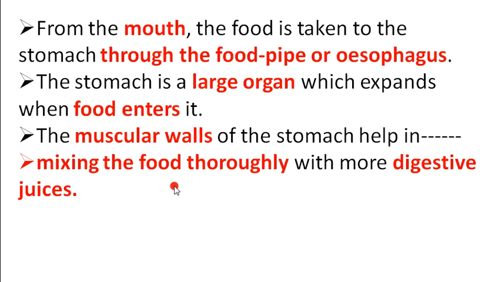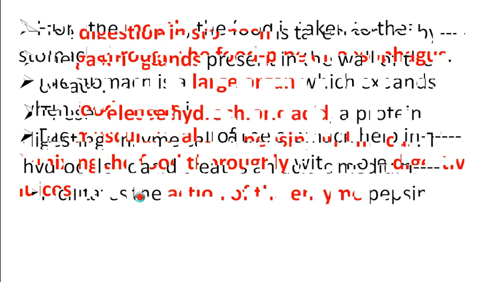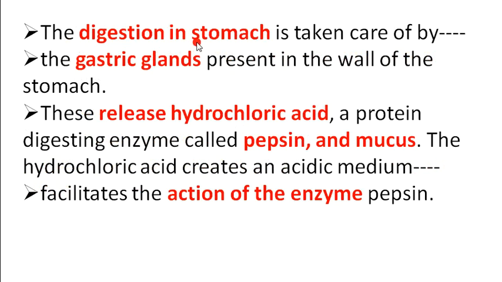because our ultimate goal is to digest the food. So there are some digestive juices, we will discuss them later also. The digestion in the stomach is taken care of by gastric glands. Glands are additional organs of our digestive system. The word gastric is used for our stomach. Keep in mind, whenever we talk about the stomach, the term gastric will be added.